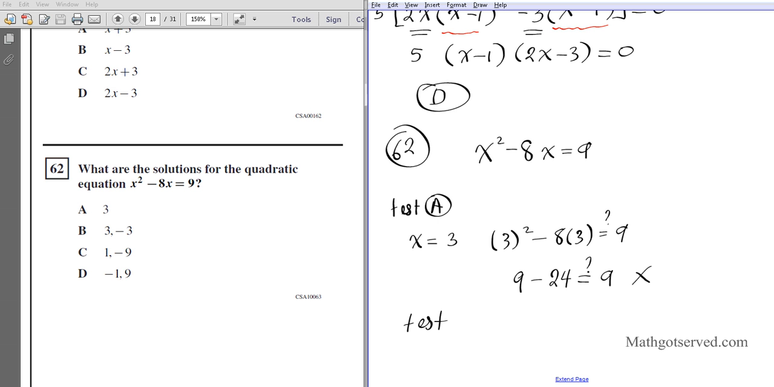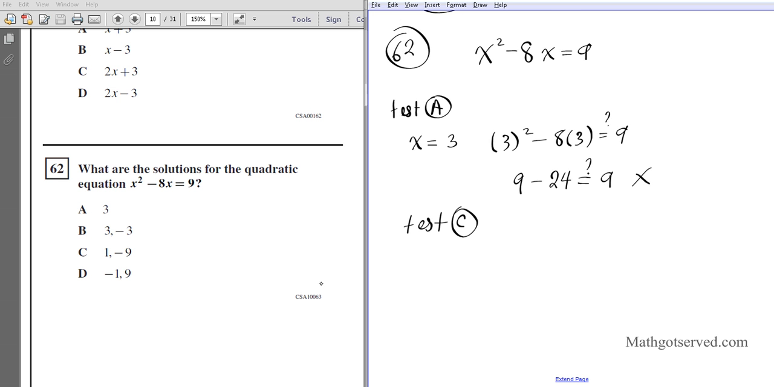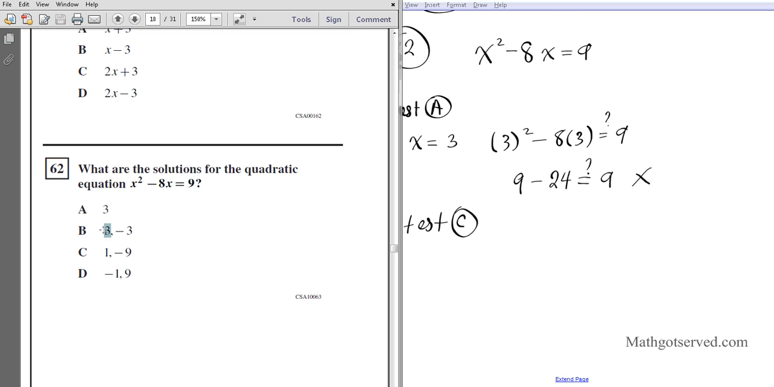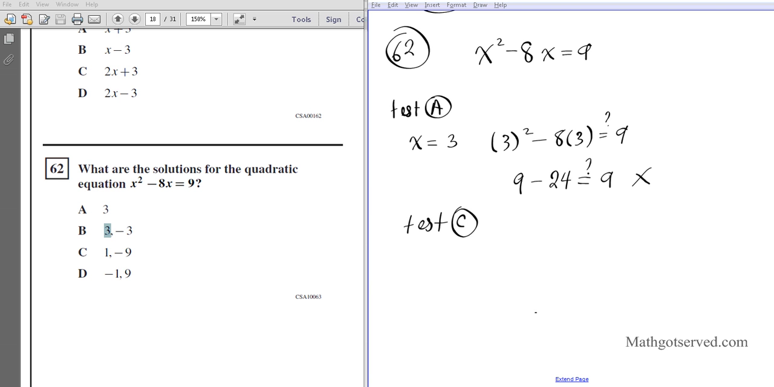We're going to move on to C. Why am I moving on to C? Why didn't I check B? Well, if you notice, B has 3, and 3 has already been shown to be a wrong answer. So we don't need to check B because it has a wrong answer. If one of them is wrong, then that's inadequate.